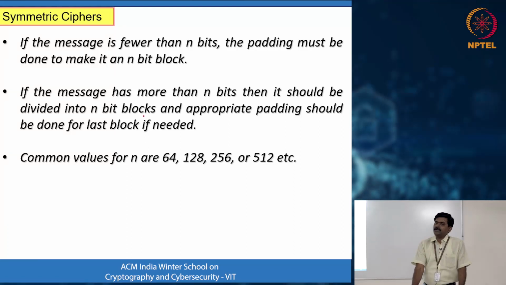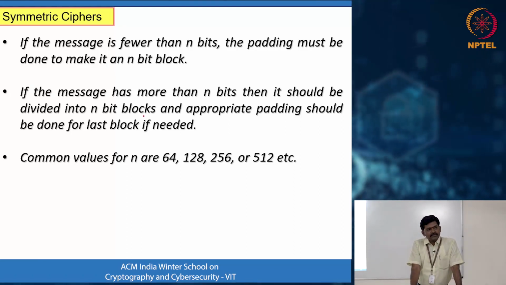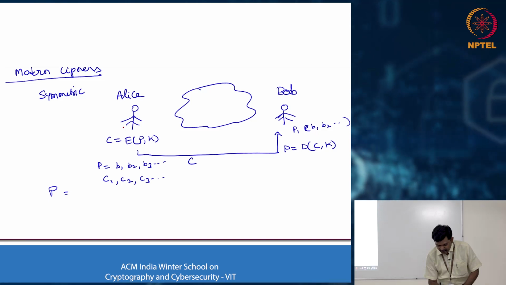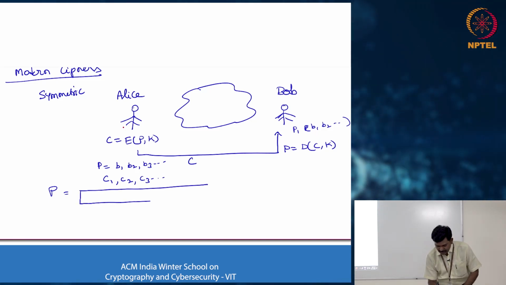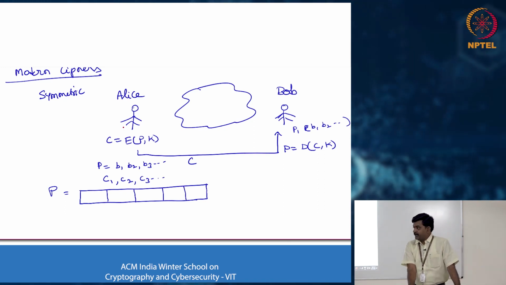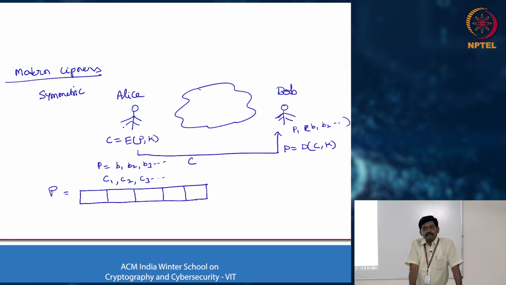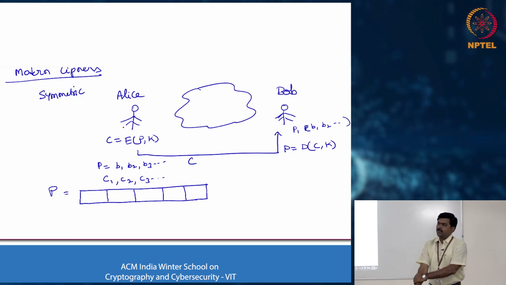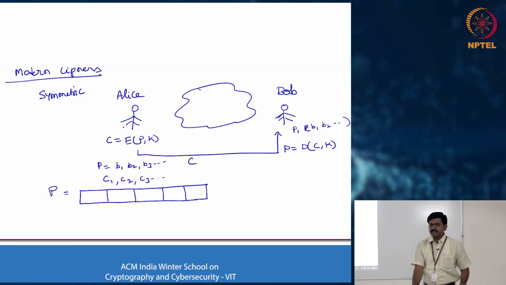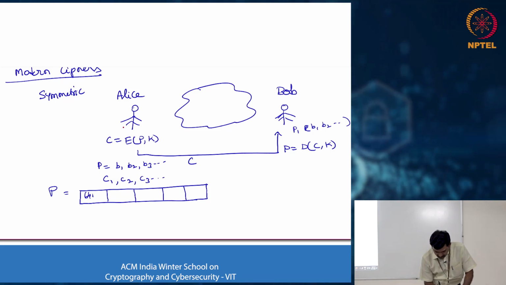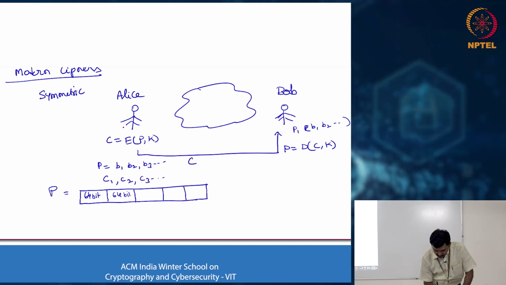Now the point is, I need to divide my plain text, this is P, into blocks, right? Are the blocks of equal length, or are the blocks of variable length? Blocks are of equal length, right? Now how do I divide my plain text in a way that gets equal length blocks? Imagine that I want my plain block size to be 64 bit. So this is a 64 bit block, this is 64 bit, and so on.